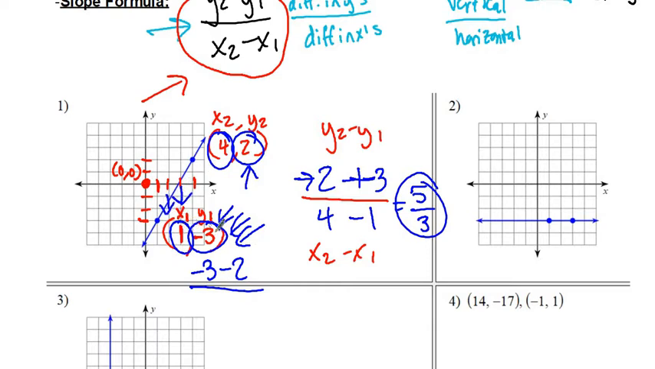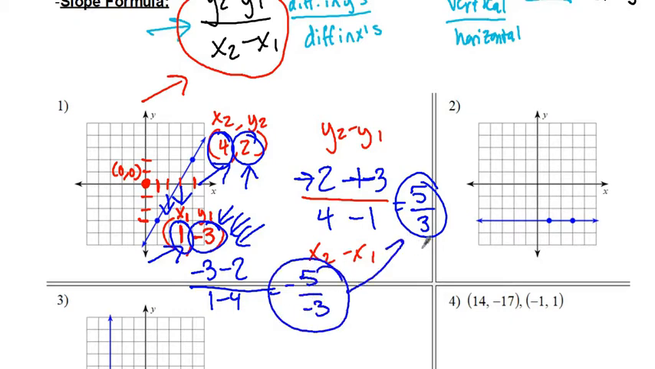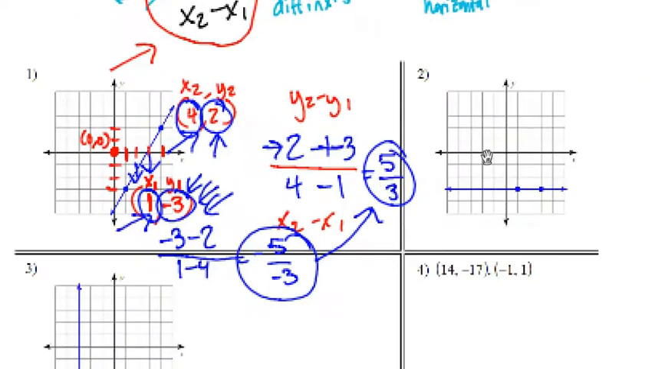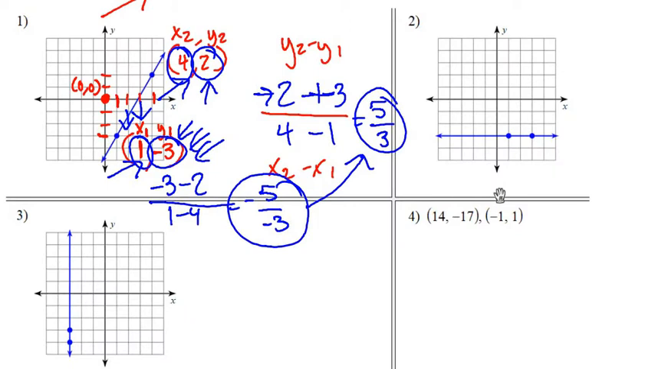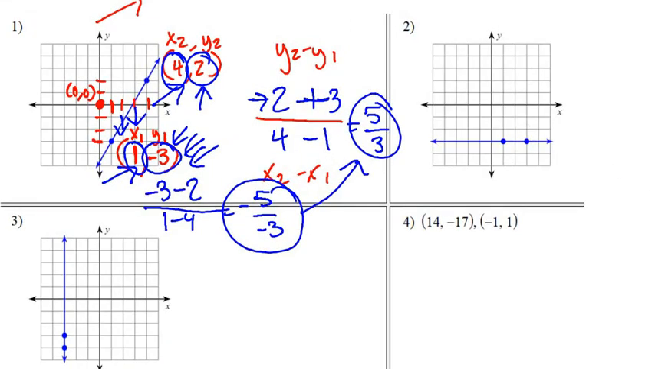You can't go back and forth. So it's going to be this number 1 minus that number 4. Negative 3 minus 2 is negative 5, and 1 minus 4 is negative 3. Negative 5 over negative 3 is the exact same as positive 5 over positive 3. So you can see you get the same answer as long as you stay consistent. You pick from the same coordinate pair in each case.